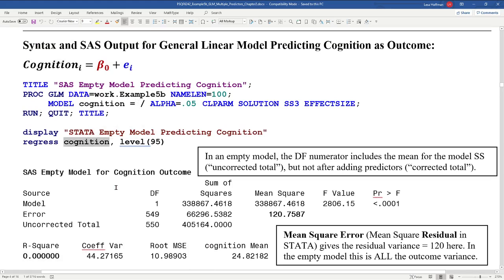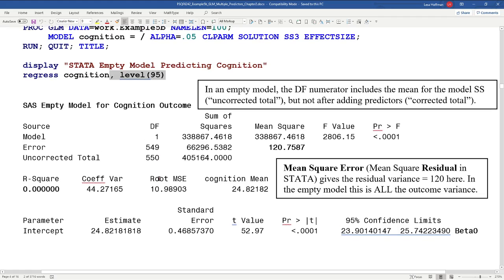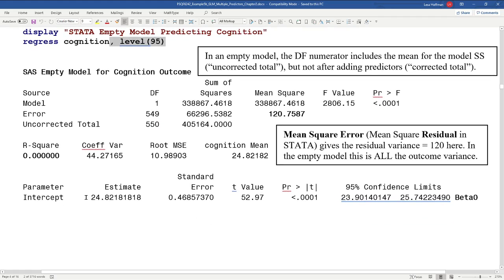So cognition is the outcome. The comma in Stata delineates options. There's no predictors in the model. The intercept is the sample mean. So this is our jumping off point. From here, our job is to customize the predicted cognition outcome for each person by adding in predictive information.